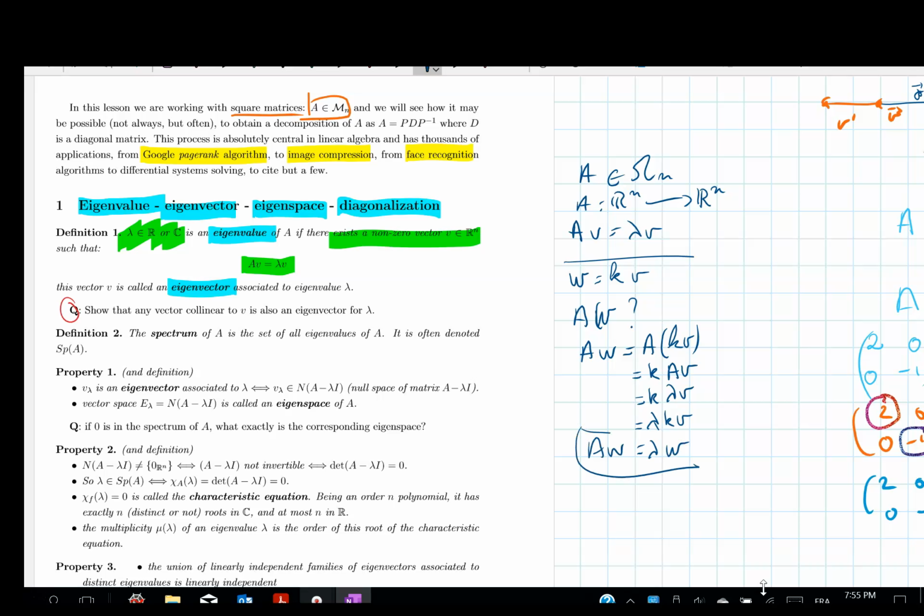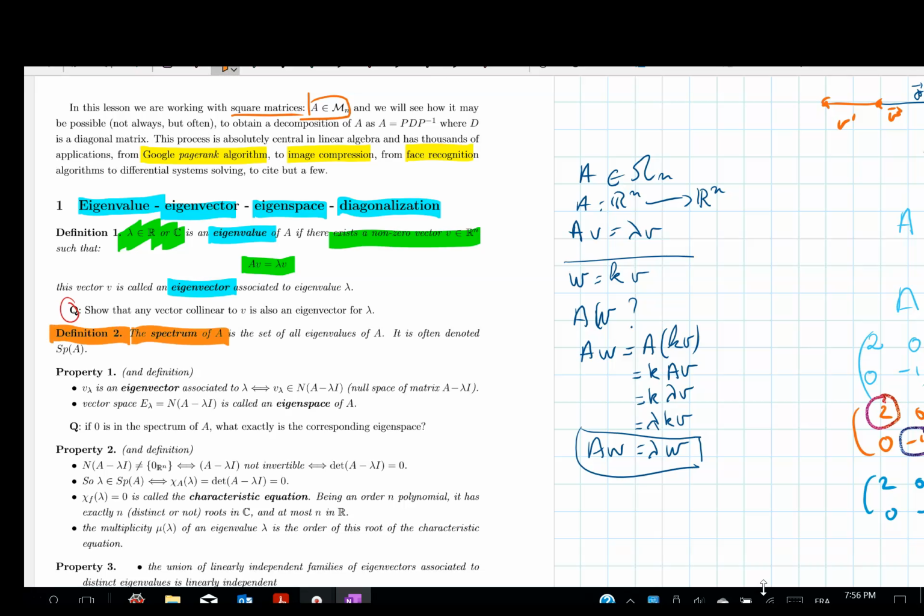So if you've got one eigenvector, of course, anything that is collinear to this eigenvector is also an eigenvector corresponding to the same eigenvalue. Okay, so that's important to remember, and that will become very natural when we get more acquainted with this. Okay, nice. Next comes a very nice definition.